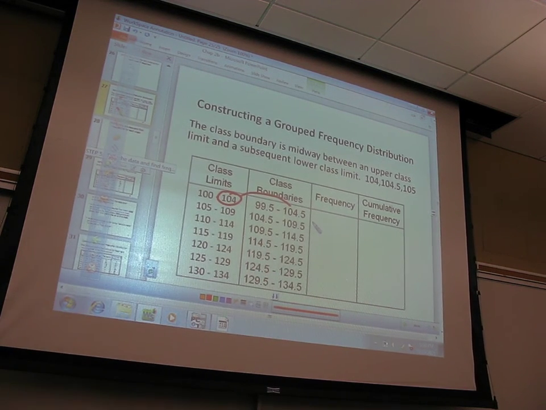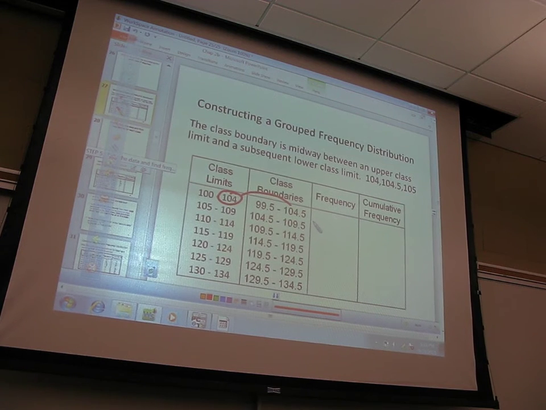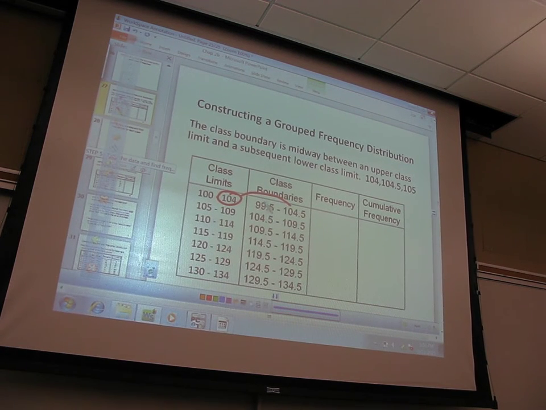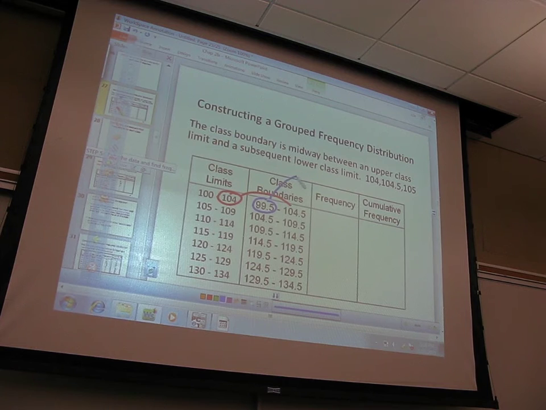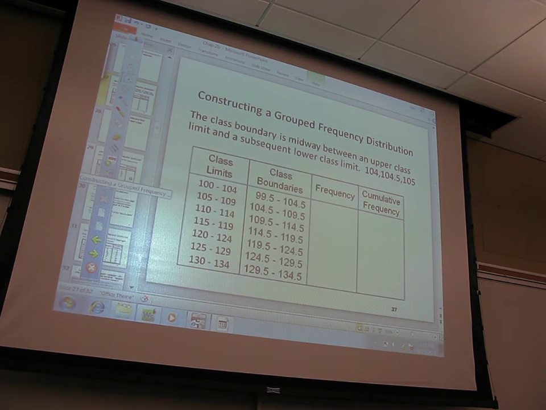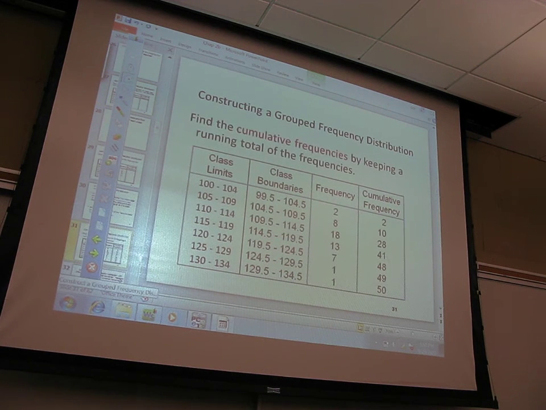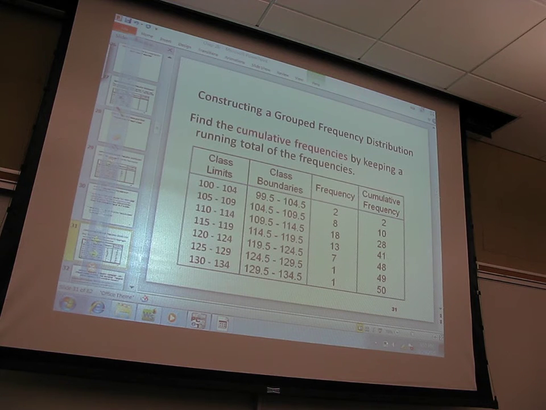The only thing that is maybe a little complicated is how do I find the 99? This one, I find by taking 104.5 and subtracting the class width. So that's kind of the easiest way of finding that one if you want to find it more simply. Then find your frequencies, cumulative frequencies, things like that. I feel like you guys hopefully are okay with this part.